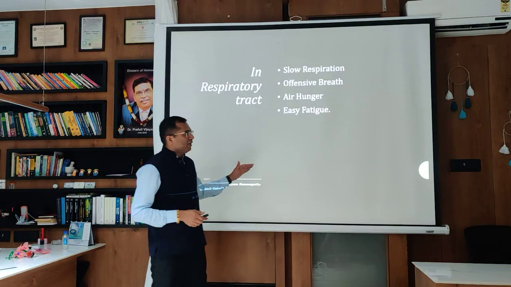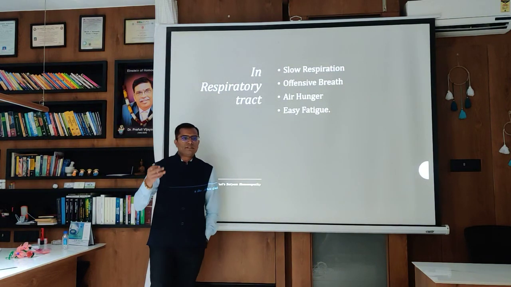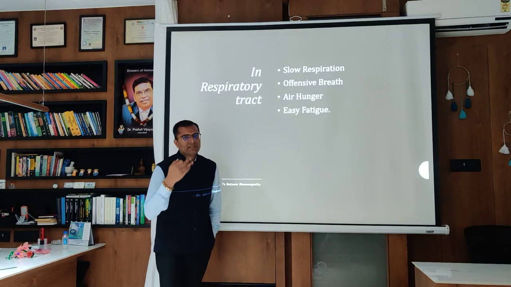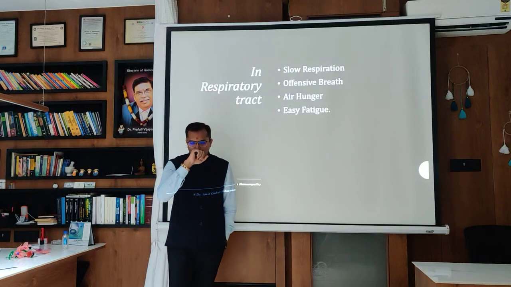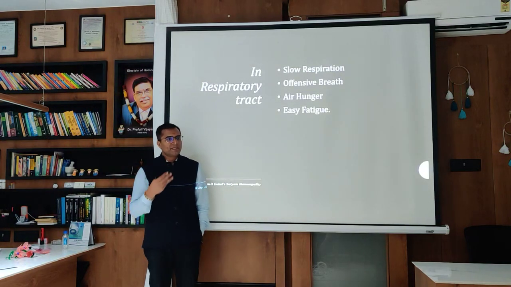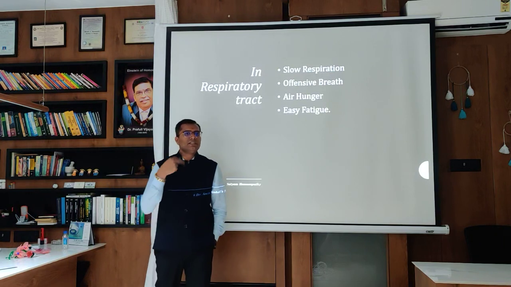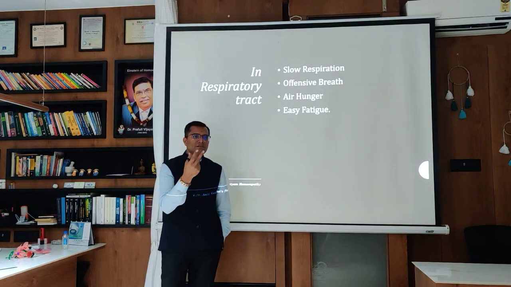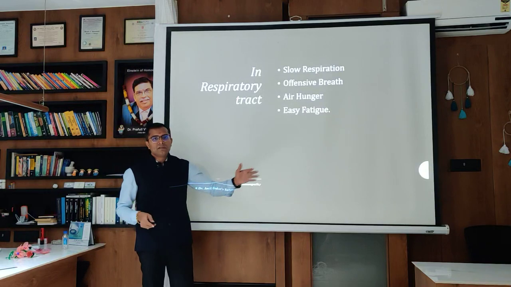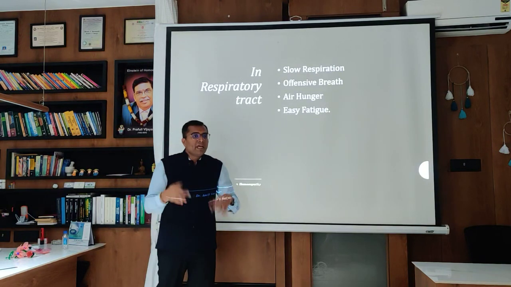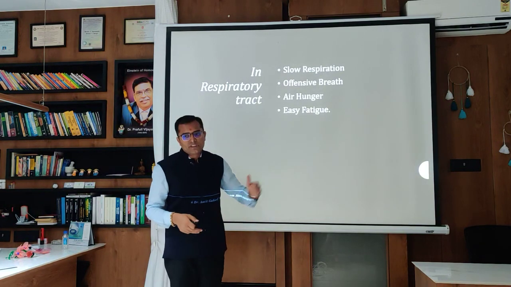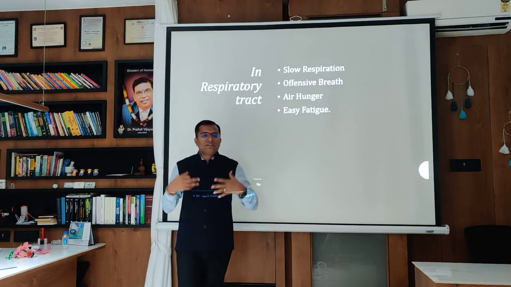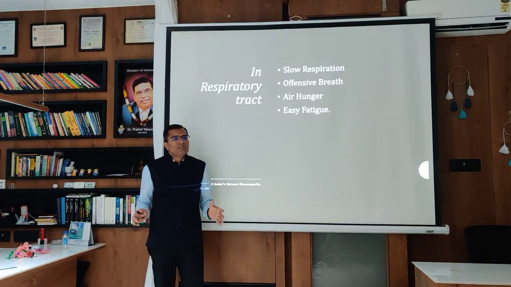In the respiratory tract, what happens? The respiration becomes slow. When respiration becomes slow, no exhalation of the carbon comes out. So there is offensiveness of the breath, because the toxin slowly comes out. So toxin is giving rise to the offensiveness. And the body wants more air, so respiration becomes different, Kussmaul or Cheyne-Stokes type of respiration. So there is air hunger. And once the respiration is not proper, this leads to easy fatigability. So we have weakness.